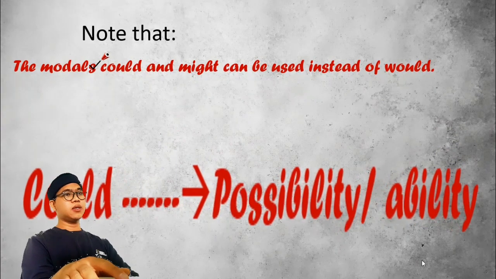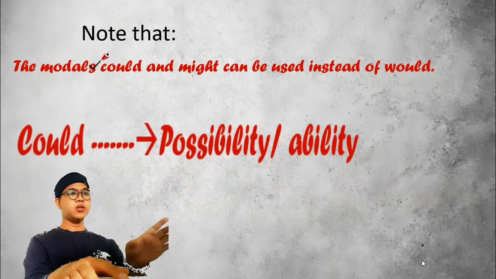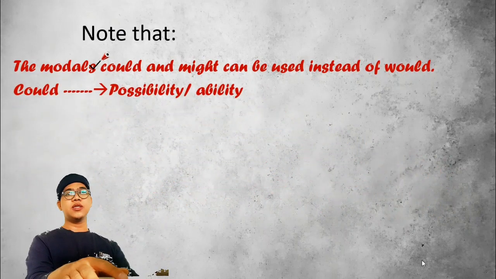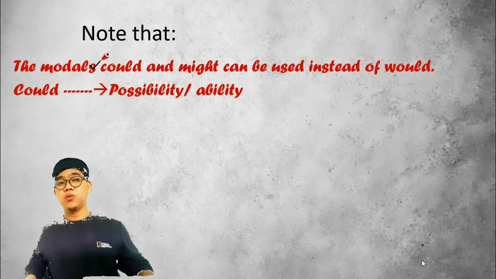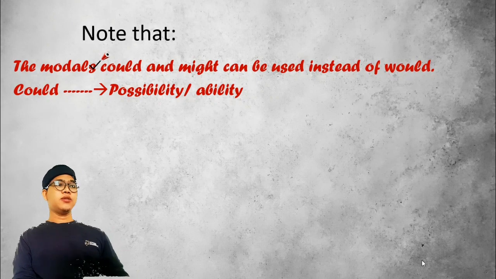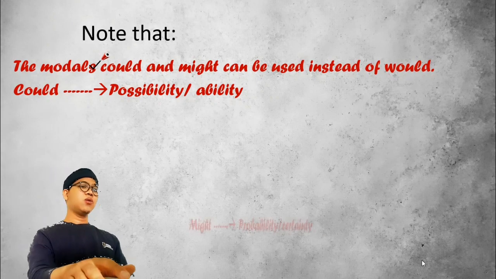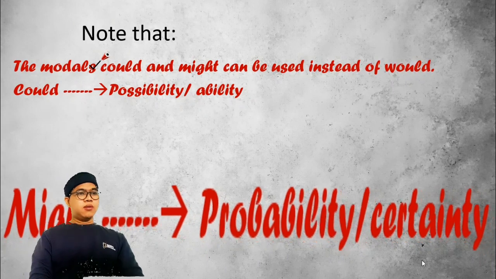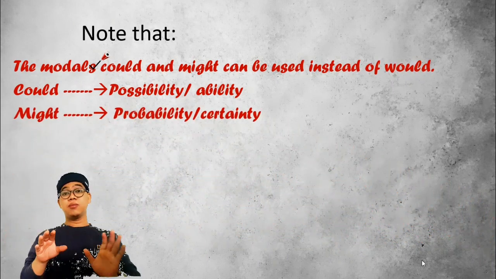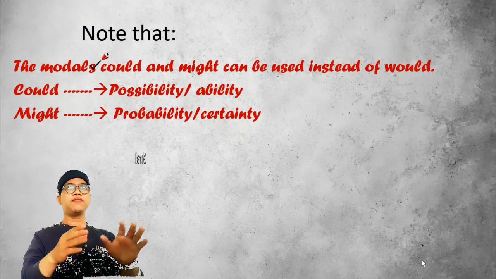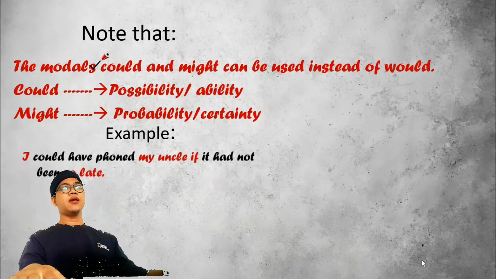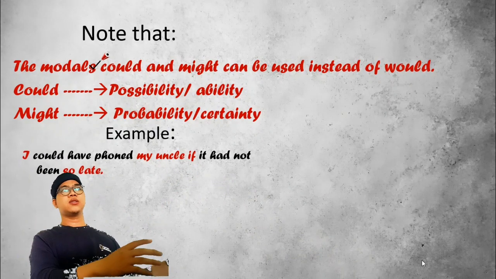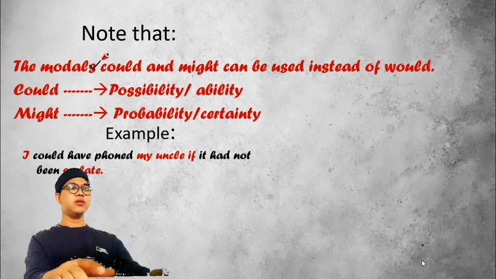Okay, the modals could and might can be used instead of would. So here there are two options to change would to could and might. Could talks about possibility and ability. If you talk about something that you were able to do in the past, you can use could. And might is for probability and certainty.